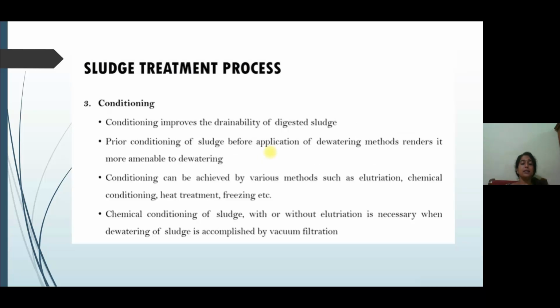Then the conditioning. Conditioning also improves the drainability, that is the dewatering process. Prior conditioning of sludge before application of dewatering methods renders it more amenable to dewatering, and this can be achieved by elutriation, chemical conditioning, heat treatment, freezing, etc. Chemical conditioning of sludge with or without filtration is necessary when dewatering of sludge is accomplished by vacuum filtration.